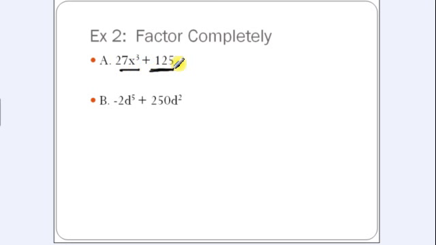The cube root of 27 is 3. Cube root of x cubed is x. So anytime I have an x cubed, I want to think about, is it the sum or difference of perfect cubes? Then the cube root of 125 is 5, because 5 times 5 times 5 is 125. So now I can follow the pattern. This will always factor into the binomial times the trinomial.